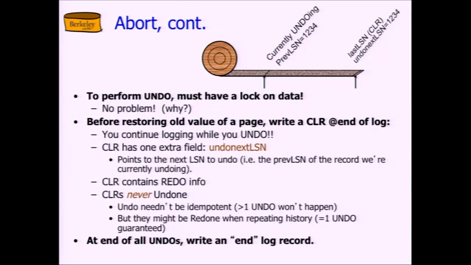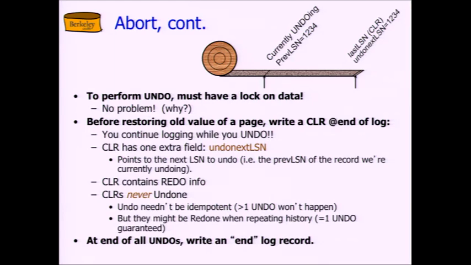Now, before we're restoring the old value of a page, we're going to write a CLR at the end of the log. So you're logging while you're undoing. It's like we're currently undoing this prevLSN 1, 2, 3, and we're generating a new CLR, which has the last LSN of this transaction, over at the end of the log. And the CLR is going to have one extra field that we didn't see in the previous log records, just to make your life more miserable. It's called the undo next LSN.